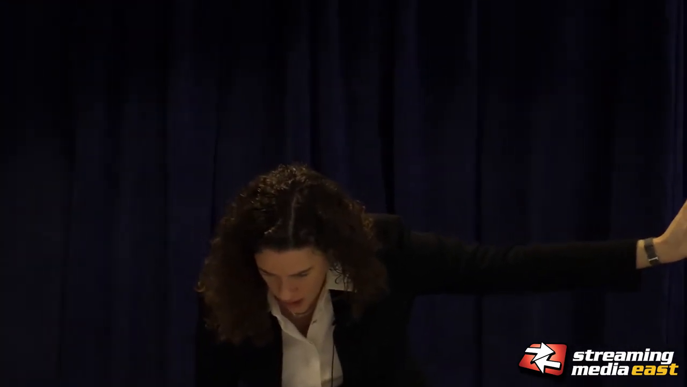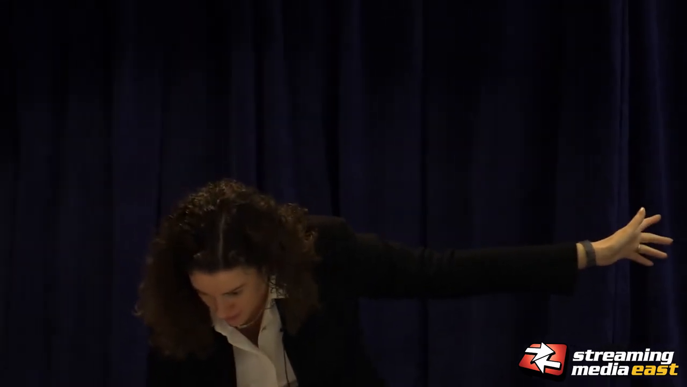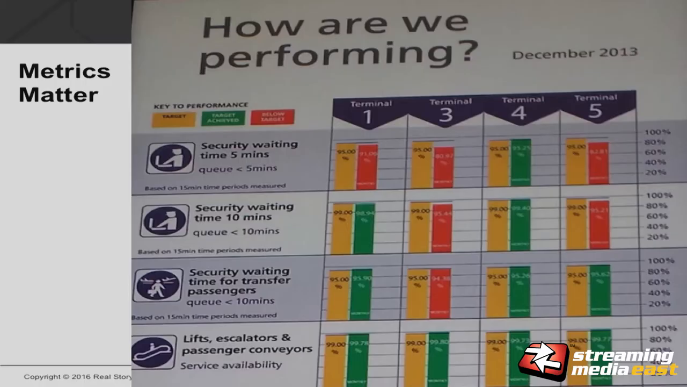So this screen in the middle of Heathrow Airport is asking a few questions. Is the security waiting time 5 minutes or more? You see a lot of reds there. In Terminal 4, it's much better than in Terminal 3, Terminal 1, and Terminal 5, versus some lines where you're waiting more than 10 minutes. And then it's asking, are all the lifts, escalators, and passenger conveyors running efficiently? So they, of course, decided to set forth these particular metrics that they were going to measure.